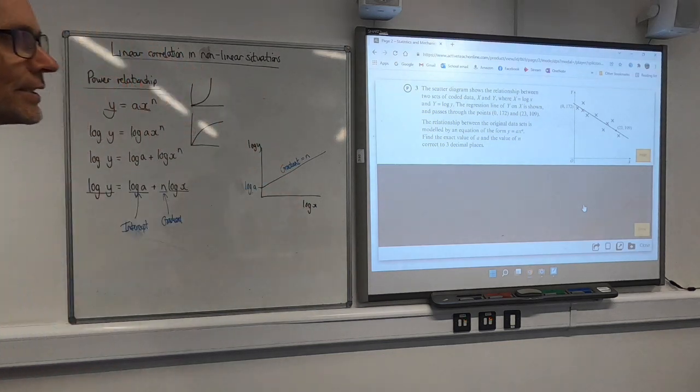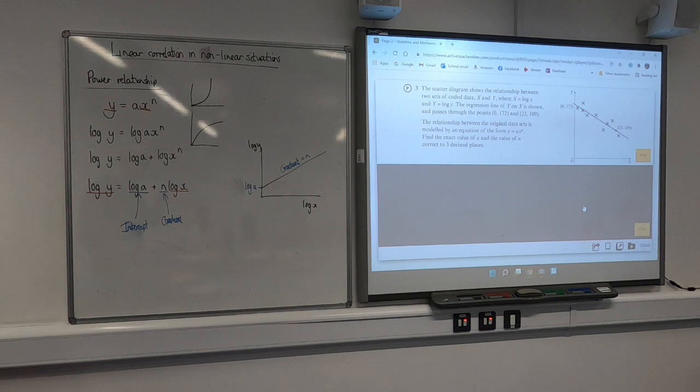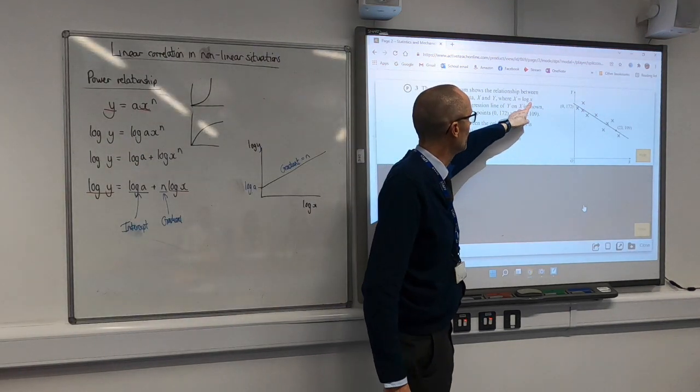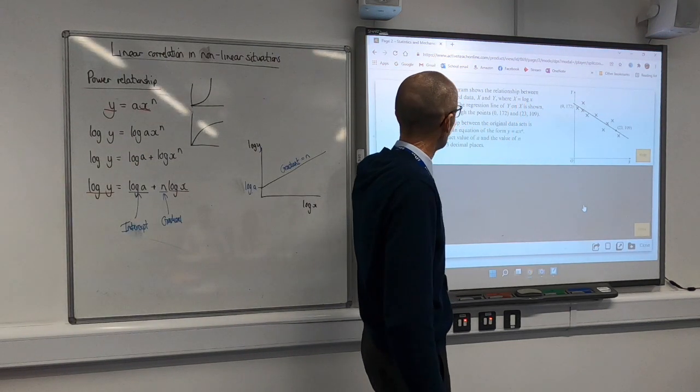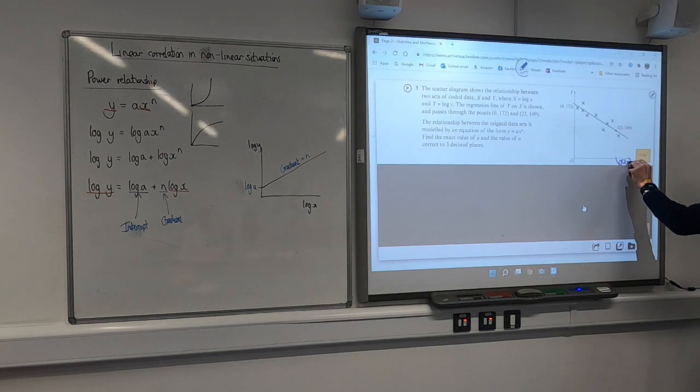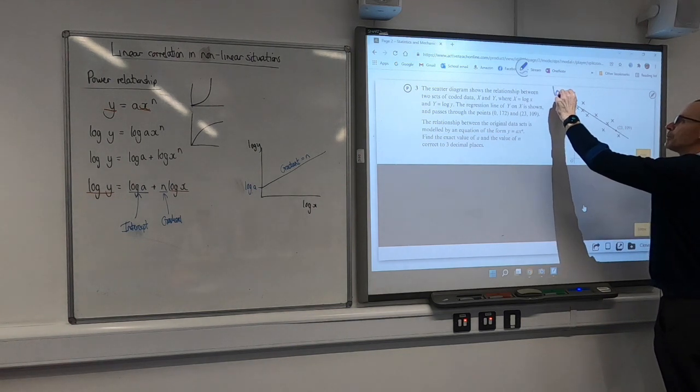This is one of these. So all I need to do is to work out the intercept and the gradient from that graph. They've done it a slightly odd way. They've called the log of x big X and the log of y big Y. So what we've basically got is this is the log of x and this is the log of y. They've logged both axes.